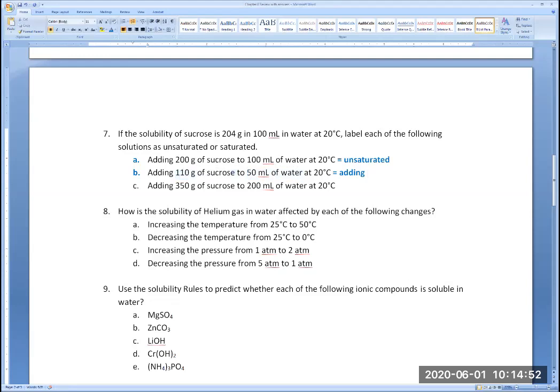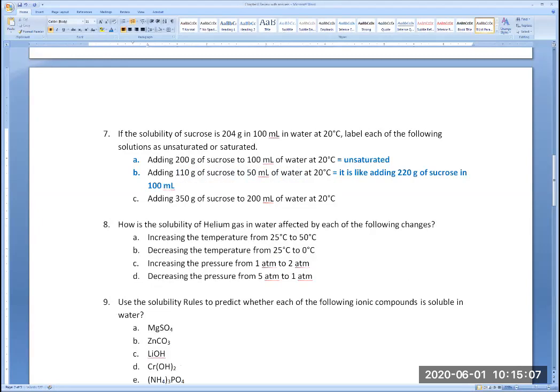So it is like adding 110 times 2, which is 220 grams of sucrose in 100 milliliters of water at 20 degrees. So now we can more easily see that this 220 grams of sucrose is more than the maximum. So the solution is saturated. And here you would see some grains of sucrose at the bottom of the container.